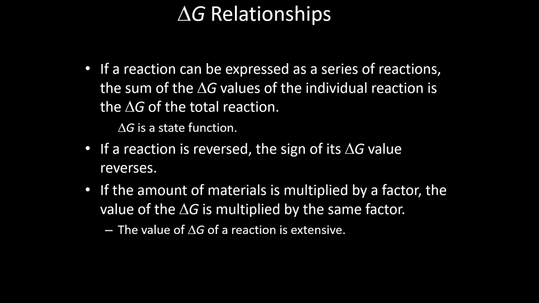This is not technically called Hess's law, but it is essentially the same thing as Hess's law. And so what that allows us to do is something like this, where we have three different reactions. And if we can manipulate these to get the reaction we want, doing the exact same manipulations to the delta G values will give us the delta G that we want.